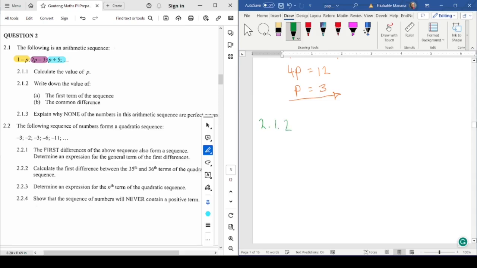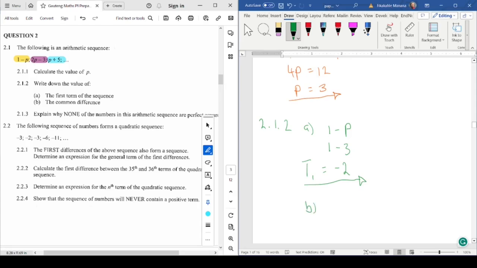2.1.2 this time. It says write down the value of the first term of the sequence. Okay, that's A. Now the first term is 1 minus p, and we just solved what p is. So it's 1 minus 3. So term 1 is therefore equal to, what is it equal to? 1 minus 3. I don't have to use a calculator. Just know it's minus 2. Okay. And then the next one, which is part B, right?